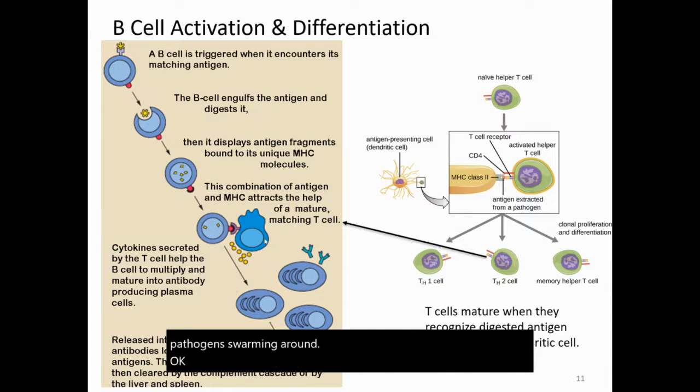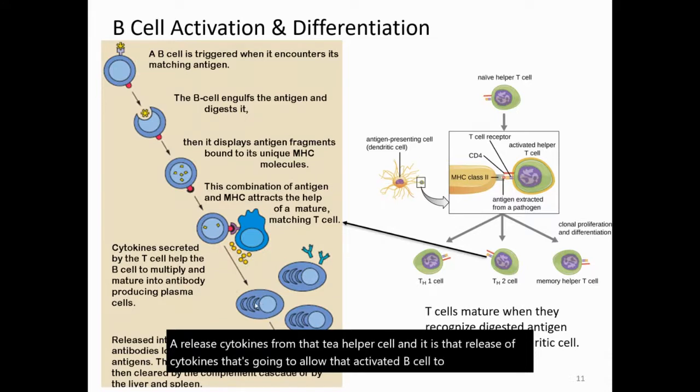Okay, so if I were you, I would mark in your notes that this cell right here is a T helper cell. Okay, and this binding is going to release cytokines from that T helper cell, and it is that release of cytokines that's going to allow that activated B cell to differentiate. Okay, so now notice the B cell looks different because it's differentiated into a plasma cell, which can then continue to divide, make lots of other plasma cells, all of which release antibodies. That is the end goal of this system, release antibodies.